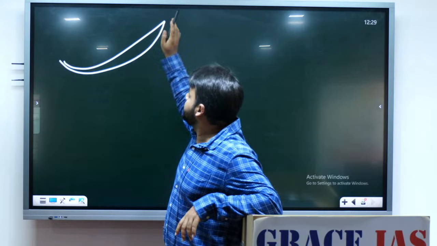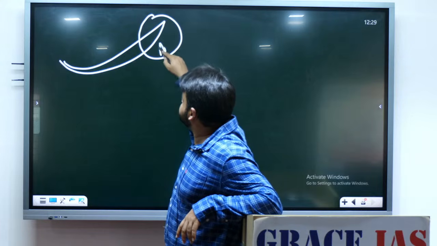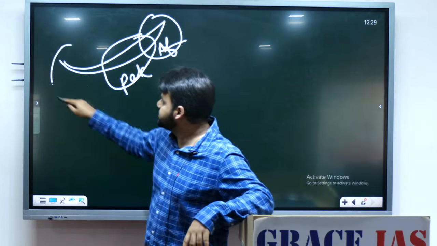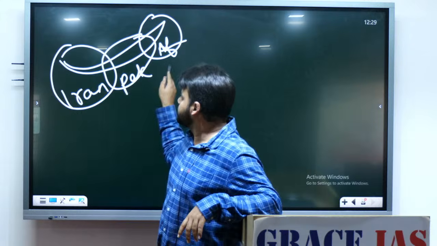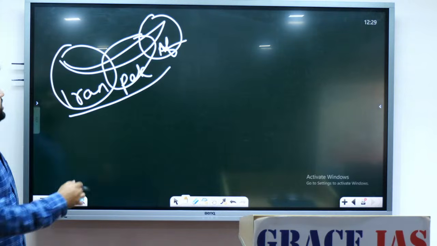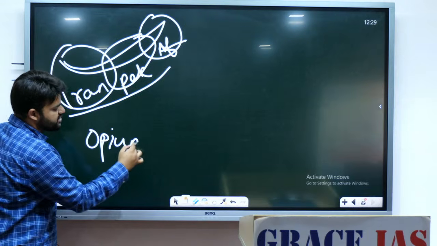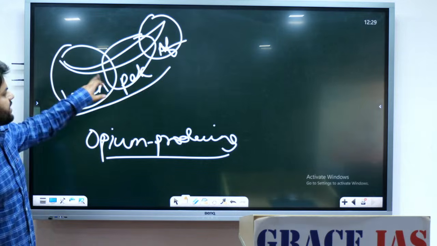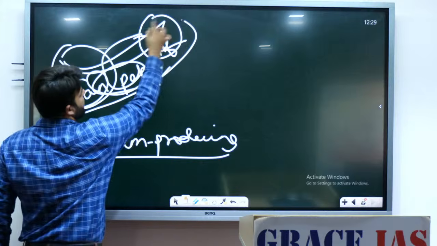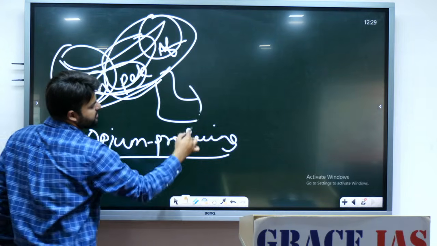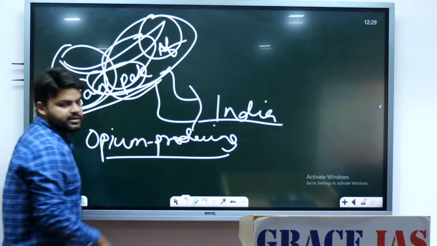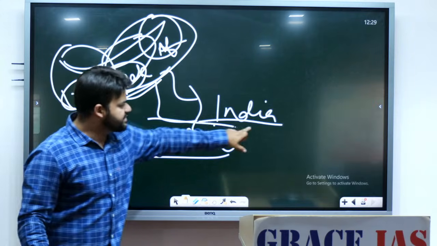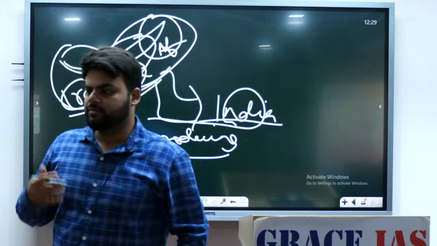In a crescent, assume this is Afghanistan, this is Pakistan, and this is Iran. These three countries are major opium producing regions. A lot of opium is produced here, and where is it smuggled? It is smuggled to India. This is called the Golden Crescent. These people produce a lot of opium and they need to sell it somewhere, they sell it to India, and in India it enters Punjab.